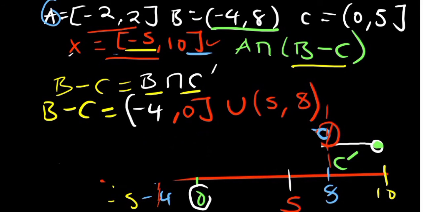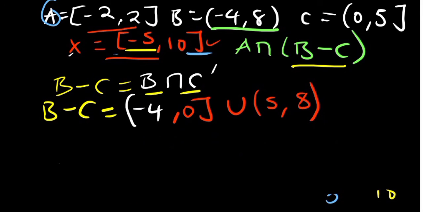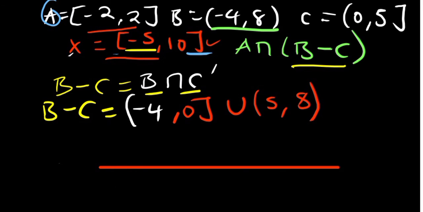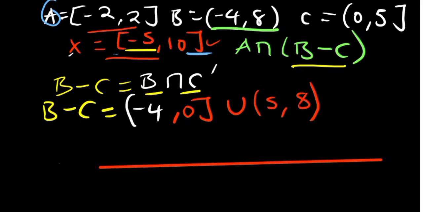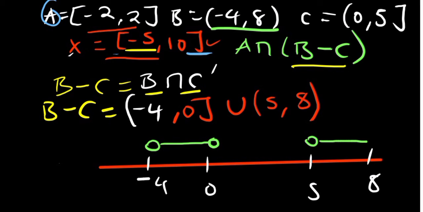Now we need to find the intersection between the B minus C and the A, right? So I'll draw the number line again. Our B minus C is moving from -4 to 0, then from 5 to 8. So where are we shading? We're only shading at 0. That's the only point where we are shading. So what we've shown there is B minus C.